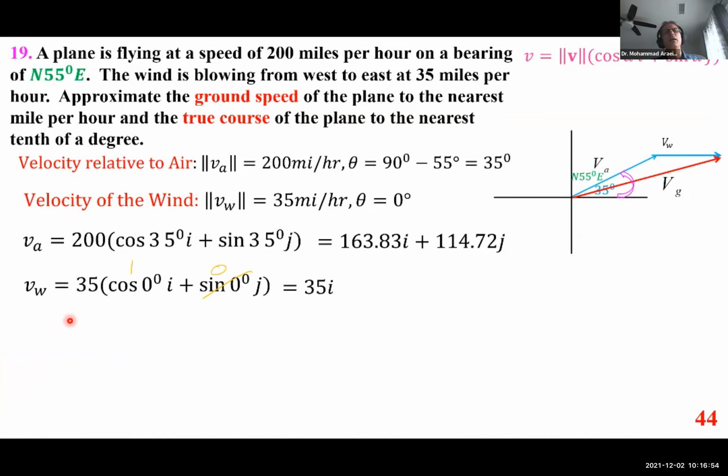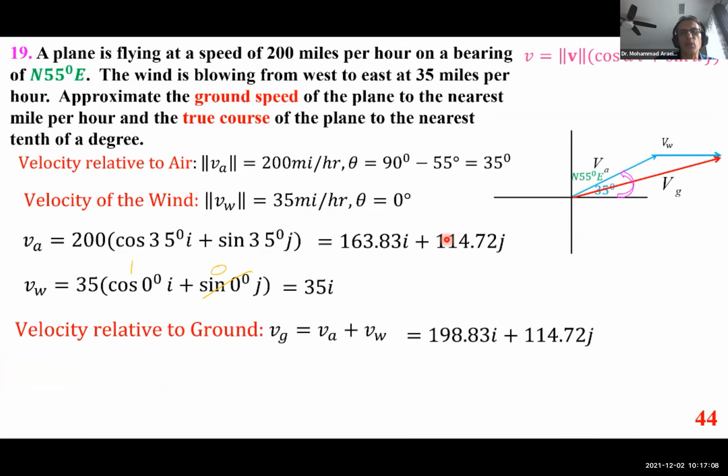So 35i. And we are going to add the components for the two, because this is what happens. We are adding them up. So add these two up. And when we do that, this is i, add these two. 35 and 163, 198.83 i, and this one doesn't have anything to add to, you just repeat it. So this is velocity relative to ground.